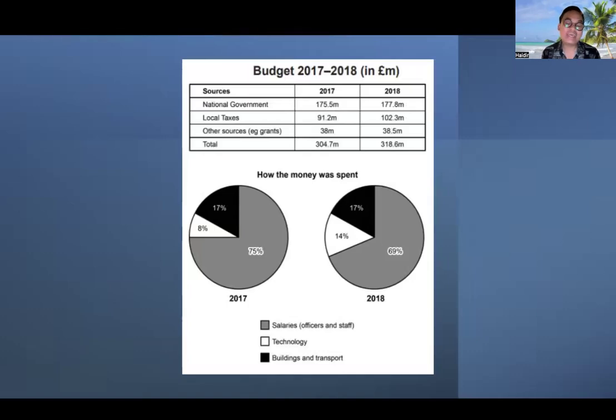Exactly. That would be the combination of 2 out of 6. So it can be anything. For example, this is the combination of a table and a pie chart. 2 pie charts actually. Now we're gonna try to break down this visual. You're gonna help me to describe or report this diagram, okay?